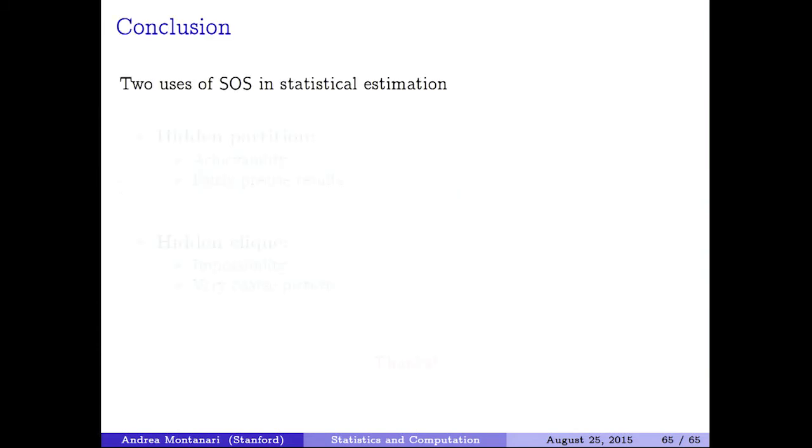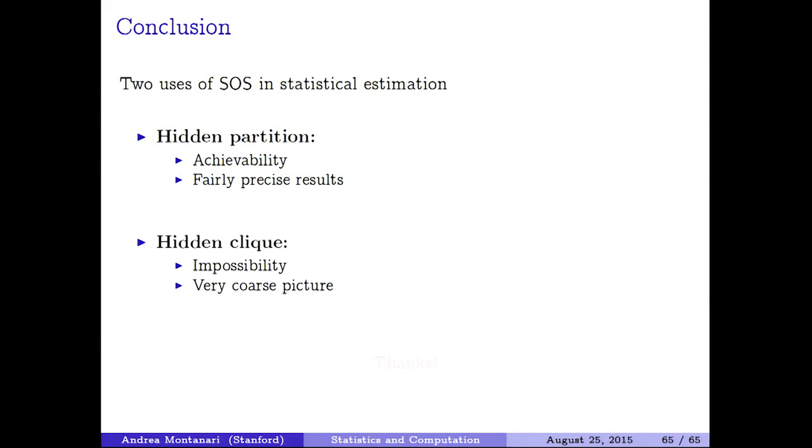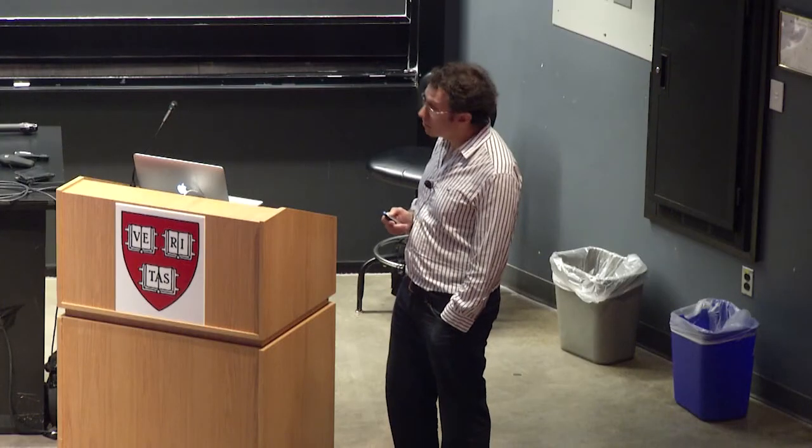Okay, just the conclusion. I think that these kinds of ideas that come from theoretical computer science are very interesting to try to understand computational limits to statistical problems. I talked about two uses. One is the hidden partition. In that case, I had the achievability result with the simplest level of the hierarchy, and in this case, you can hope to get fairly precise results. In the hidden clique, we had an impossibility result, but as you saw, the situation looks like it's much more challenging. Okay, that's all. Thank you.